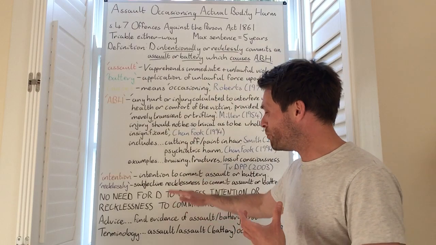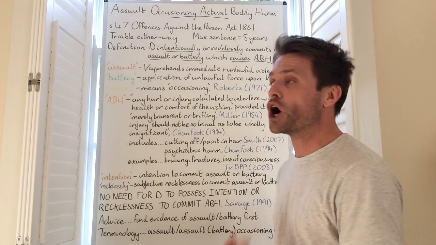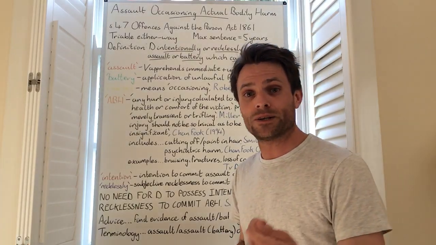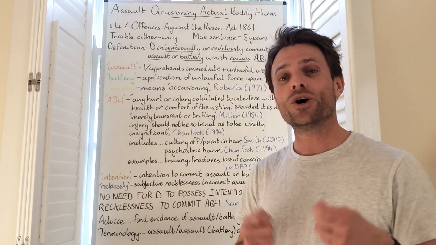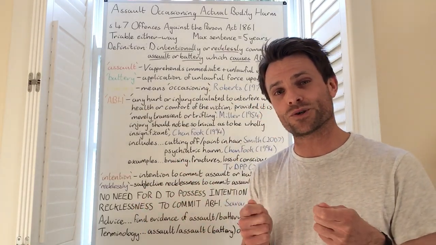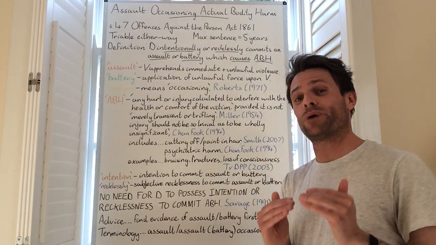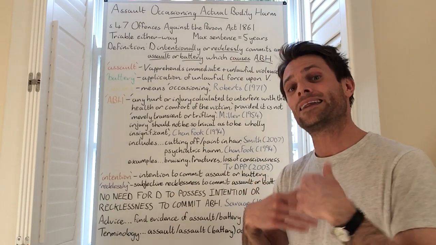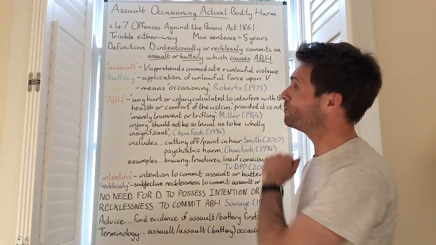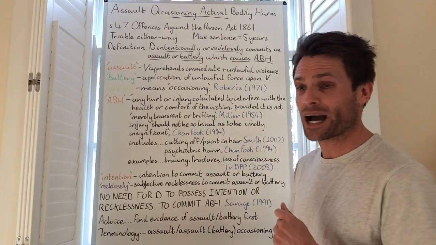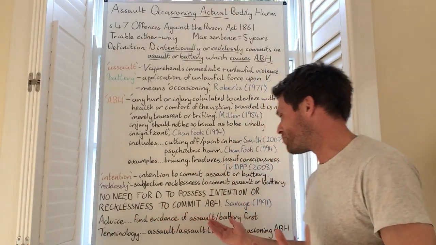So, very, very important. This is why I put it in capital letters. It's a common mistake for students to make. You don't need the intention or indeed be reckless when it comes to causing the ABH. You just need the intention or to be subjectively reckless when it comes to causing the assault or the battery. So start off with finding evidence of the assault and battery first. There's your starting point, and then look at the extent of the injuries and whether they constitute ABH. And if they do, well, you know what offence to go for. Assault occasioning actual bodily harm. And there's the advice again. I'm not going to repeat that. You can see it in black and white.